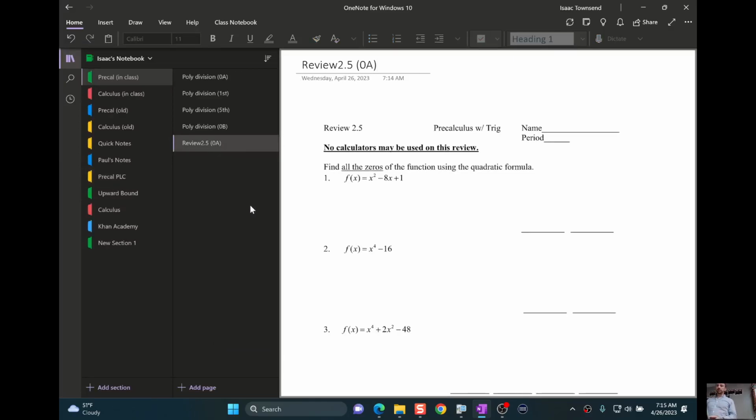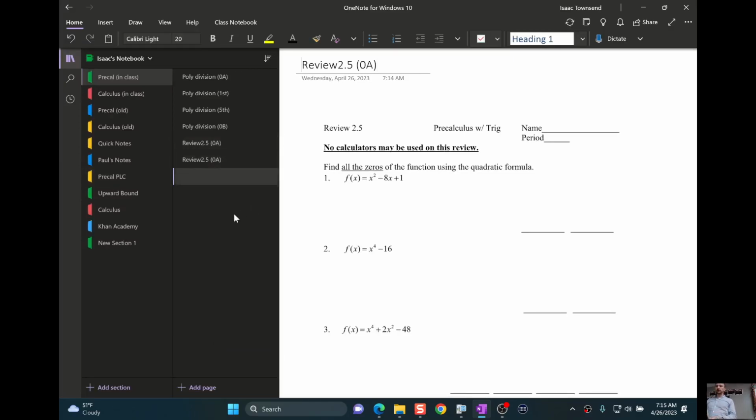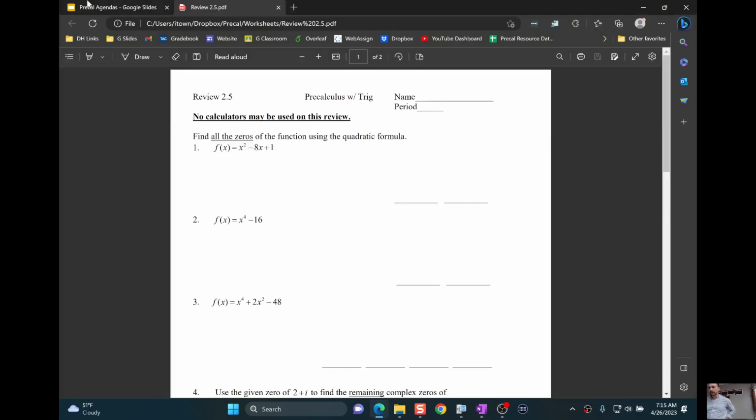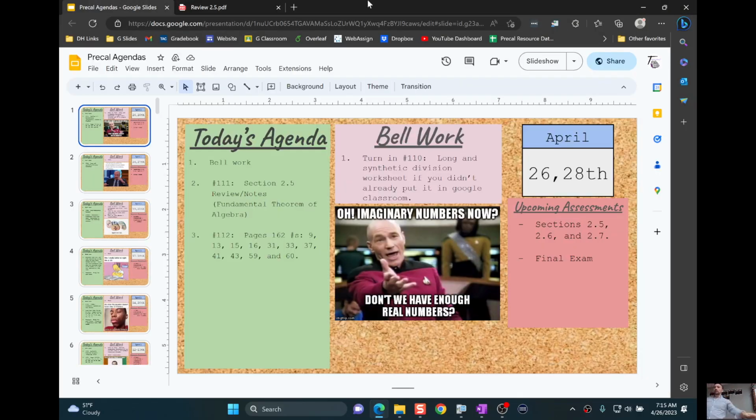Will need a blank piece of paper here shortly, so if you'd go ahead and get that out so that's ready to go. And last class we did the long division, synthetic division, and that was homework if you didn't finish it. So if you did not turn that in the Google Classroom, please come turn it in the basket before we get going here.